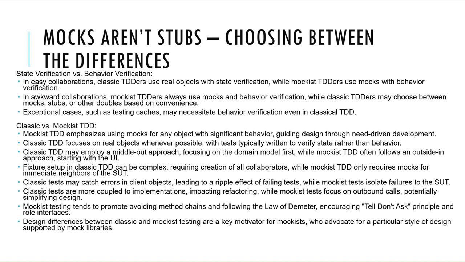Classic tests are more coupled to implementations, impacting refactoring, while Marxist tests focus on out-of-bounds calls, potentially simplifying design. Marxist testing tends to promote avoiding method chains and following the law of Demeter, encouraging the tell-don't-ask principle and role interfaces. Design differences between classic and Marxist testing are a key motivator for Marxists, who advocate for a particular style of design supported by mock libraries.